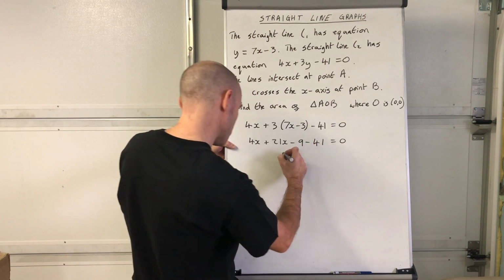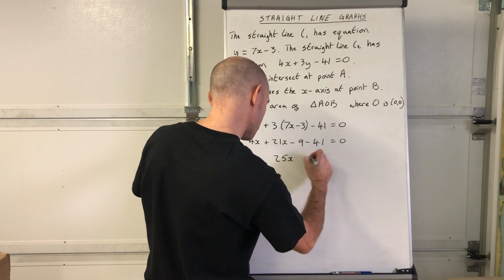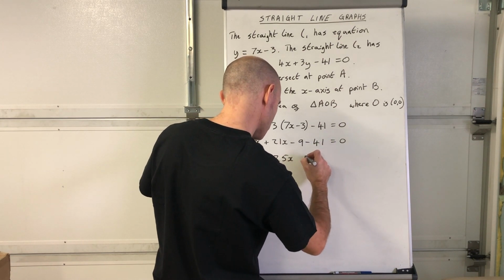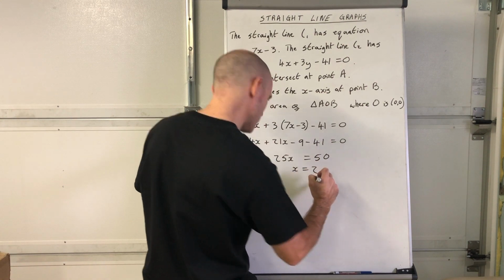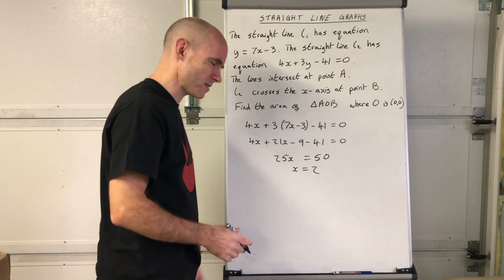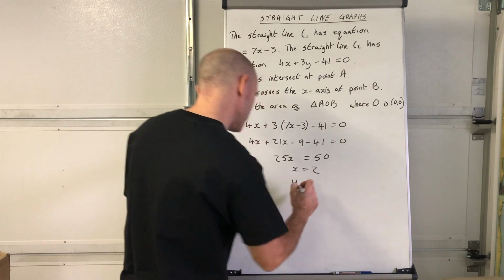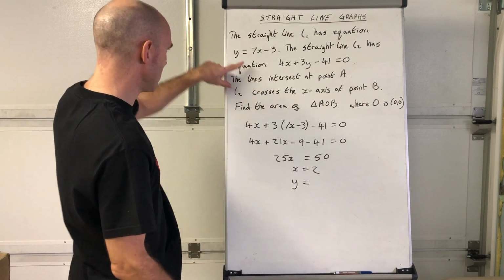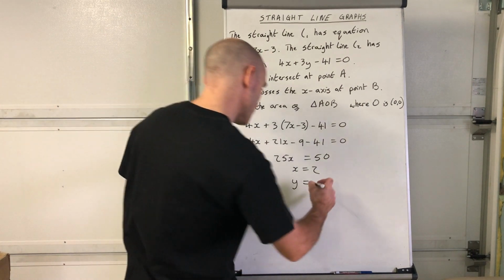So that's going to be 25x subtract 50 equals 0. So 25x equals 50, x equals 2. Always nice when it turns out to be integers, doesn't it? Okay, so x equals 2, and we need a coordinate point of intersection, so the y coordinate would be, let's use that one, 7 times 2 is 14, subtract 3 is 11.